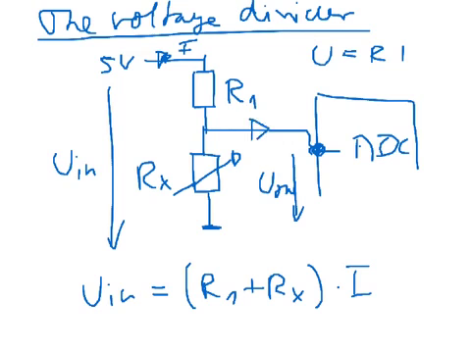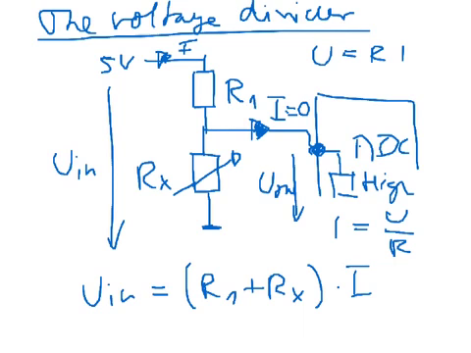Also, we assume that the current here is 0. This is because the resistor that is inside this microcontroller is usually very, very, very high, and as I equals U divided by R, a very high R will lead to 0 current, or close to 0 current. So as the current going into the ADC is 0, the current that goes through Rx is the same as the current that goes through R1.